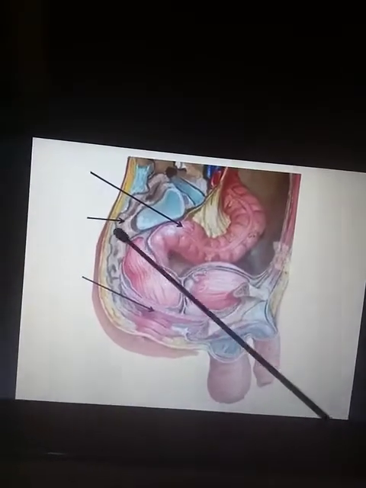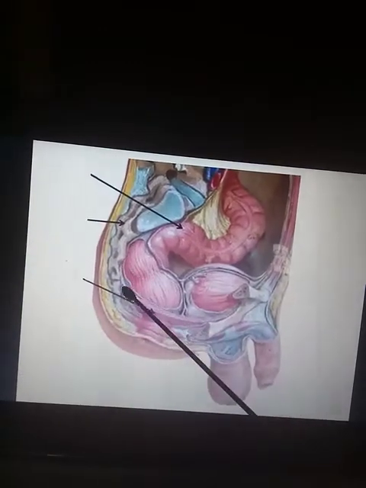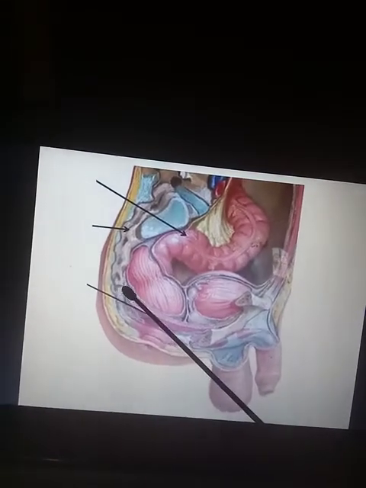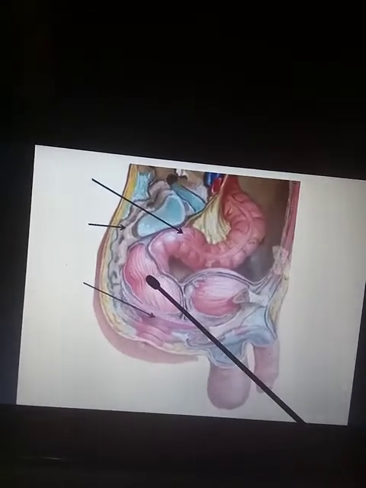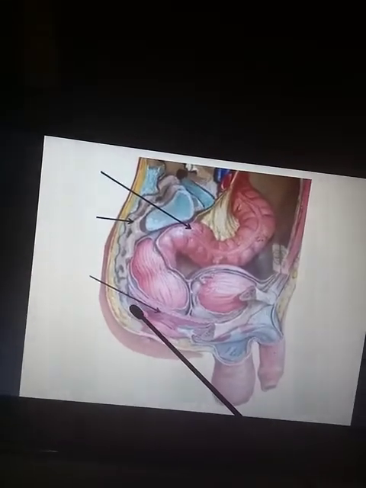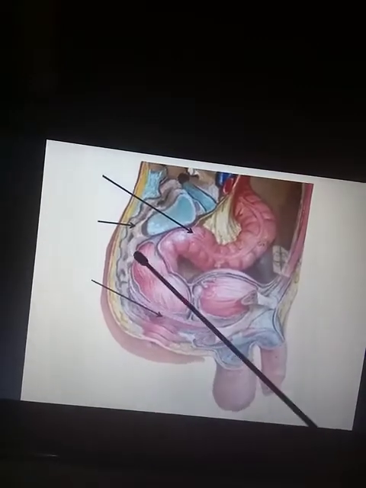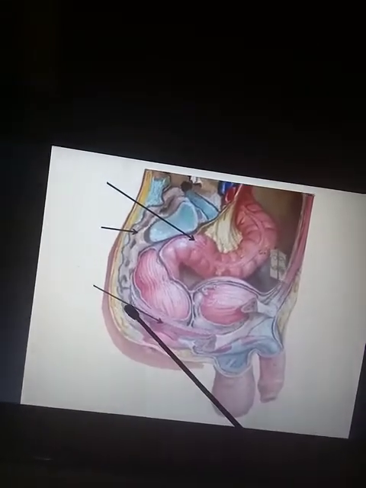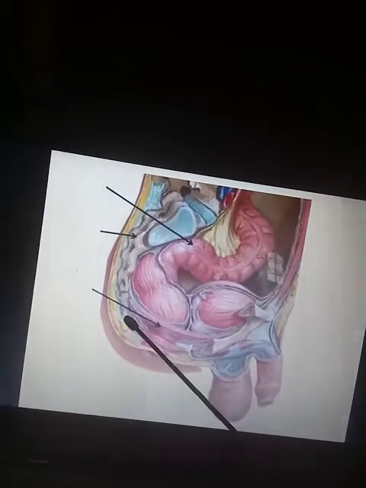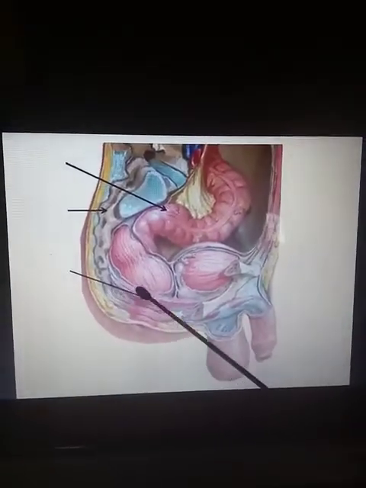Fine. And posteriorly you can see the lower three sacral vertebrae. This rectum is present anterior to the sacrum, and here you have this coccyx. Coccyx is another bone which is present below your sacrum. The rectum is present 2 centimeters in front of the coccyx.